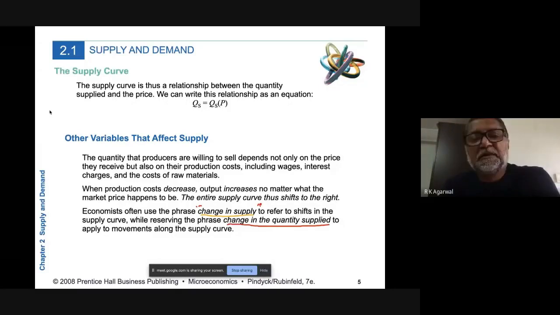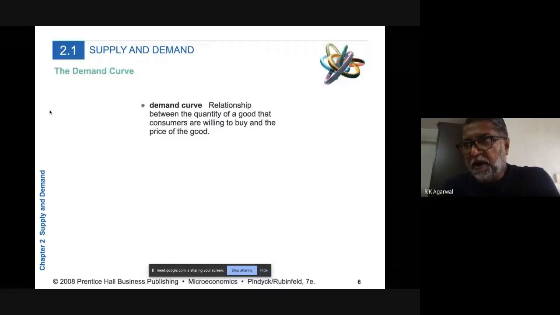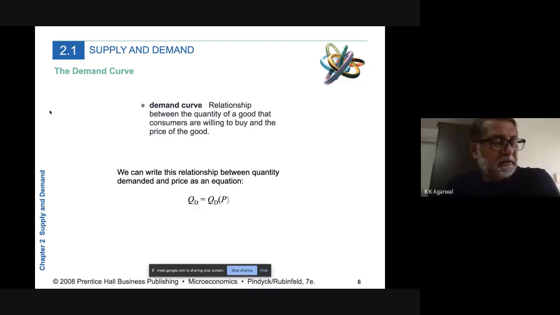Likewise, we have something called demand and the demand curve. We know that demand is simply the willingness and ability of a buyer to purchase a certain product at a certain price. The demand curve simply shows the relationship between the price of the product and the total quantity demanded, other factors remaining constant. This relationship is negative, and we can write it in functional form: quantity demanded is a function of the price of the product.